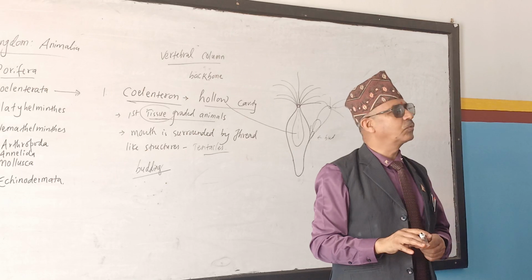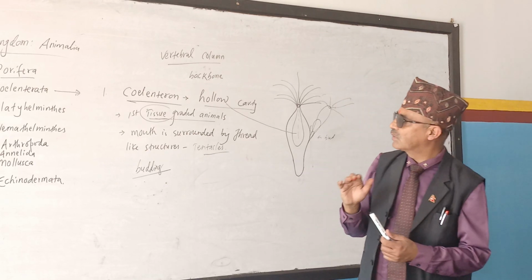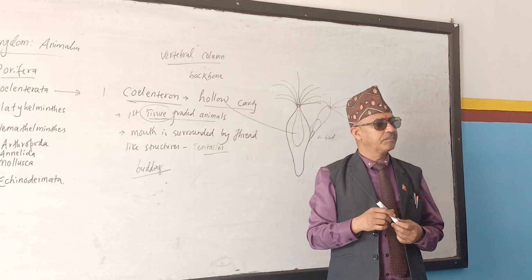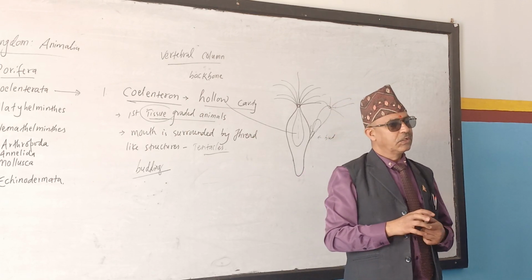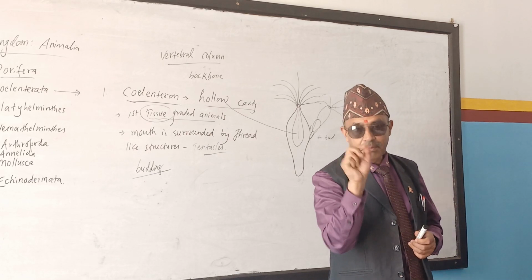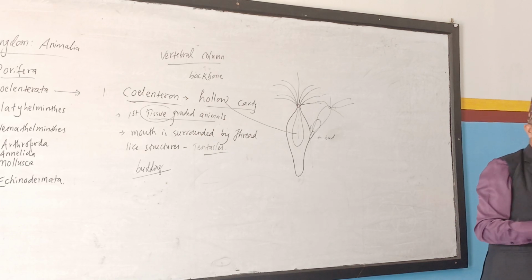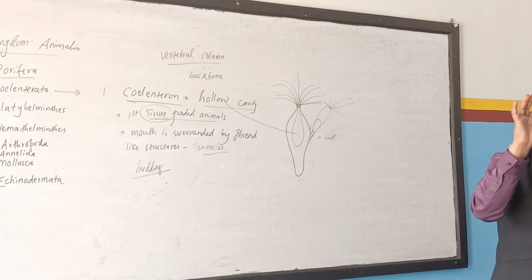Especially budding is shown by Coelenterata. Examples of Coelenterata? Hydra, jellyfish, corals. Hydra, jellyfish, corals. Please mark in your book. Okay? So what to do? We have to write the major points only.